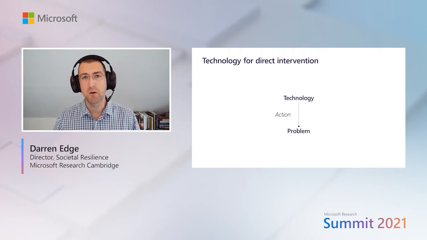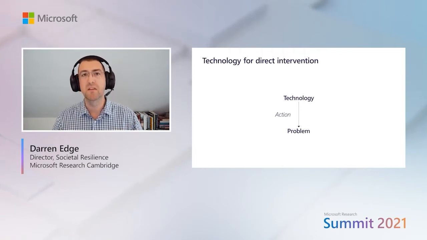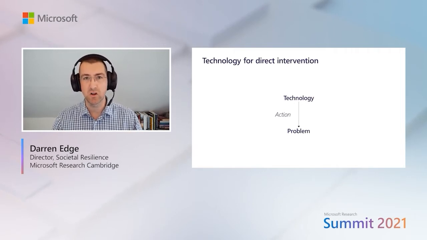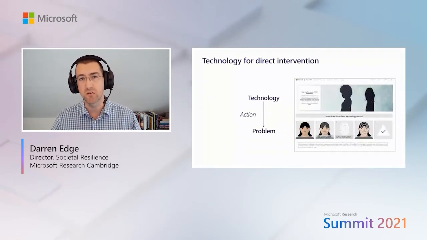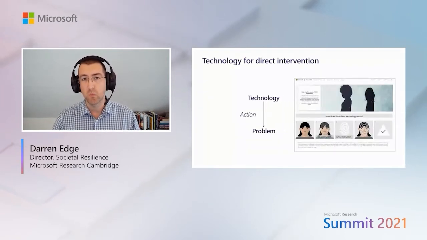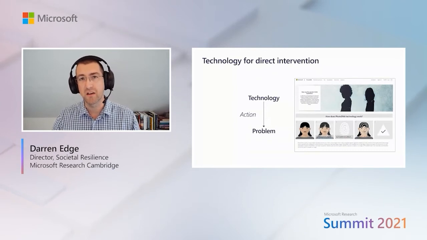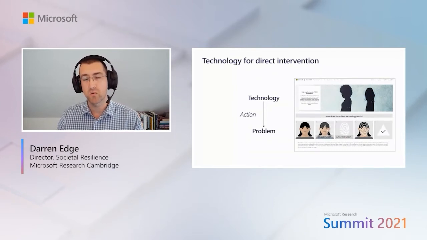And when people think about using technology to solve a problem, they typically think about direct intervention. We have a problem, how can we build and use technology to take action against that problem? And Microsoft has built several technologies for direct intervention against human trafficking, including the widely used PhotoDNA service for detecting and removing images of child sexual exploitation.